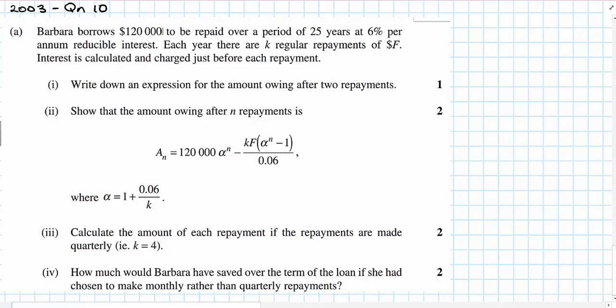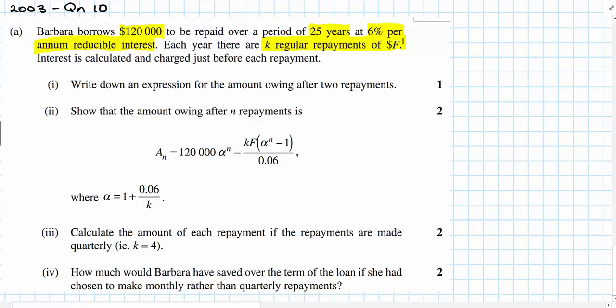Barbara borrows $120,000 to be repaid over 25 years at 6% per annum, and it says reducible interest. That means it's compounded interest. Now, each year there are K regular repayments of F dollars. That's what makes this question challenging.